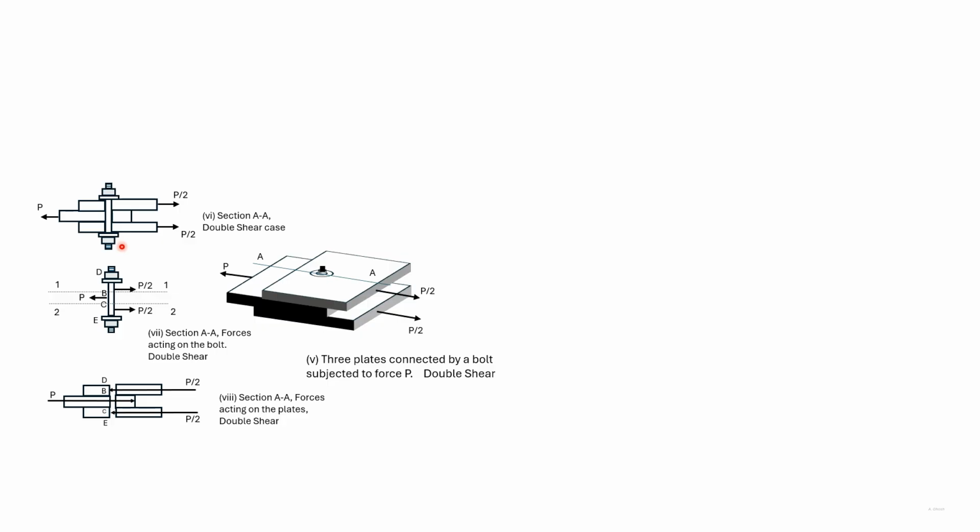So here we have only the action forces on the bolt, and the bolt is in equilibrium due to the action forces caused by the plates. So the force here is P by 2, and if we take a section 1-1 or section 2-2, we see that the maximum shear force that we'll have is P by 2.